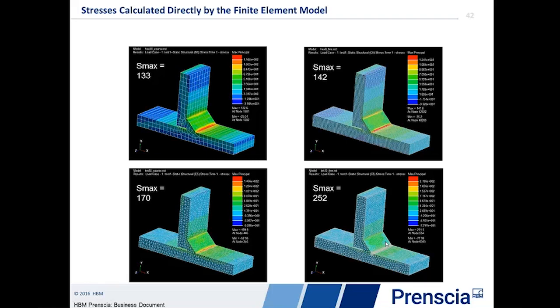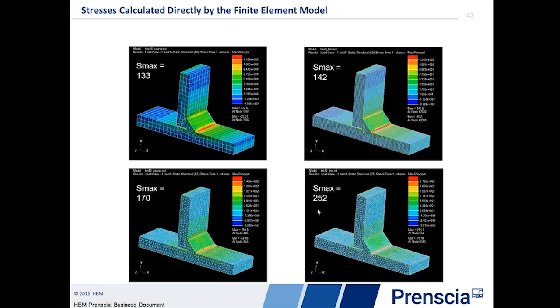If I were to go in and analyze this, which we have, in a finite element package, and look at the stresses coming directly out of these models, directly from the finite element mesh, I would see that at the critical location, I have variations in that stress of 133, 142, 170, and 252. So it's almost a factor of 2 difference in stress recovery looking at the finite element mesh.